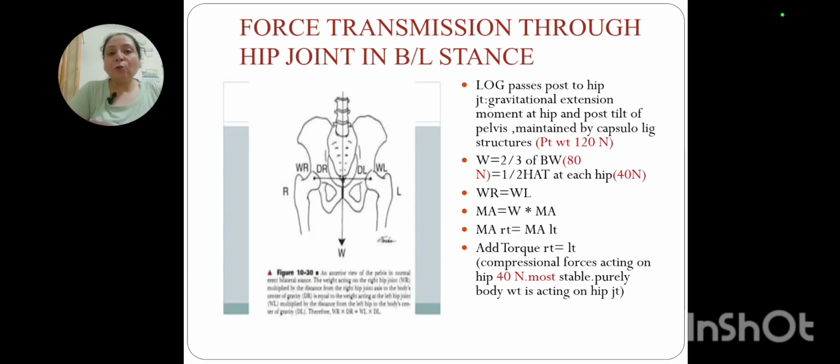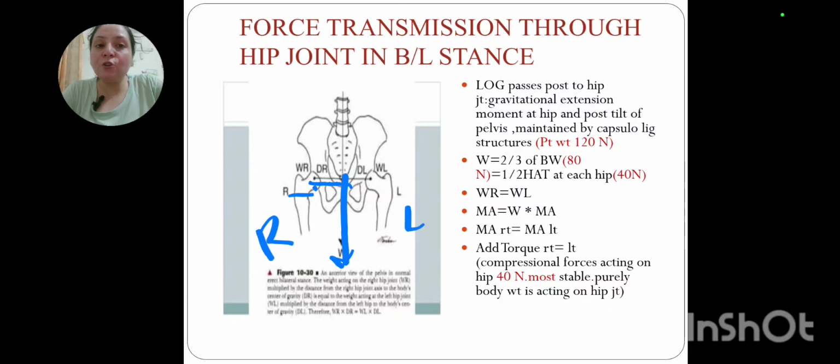Now let us see and calculate the force which is acting through the hip joint in bilateral stance. Simple thing is that you understand this is the weight, the body weight which is acting down. This R is the moment arm. This R is the distance from the weight to the center of the head of the femur. You can see this is the right side, this is the left side.